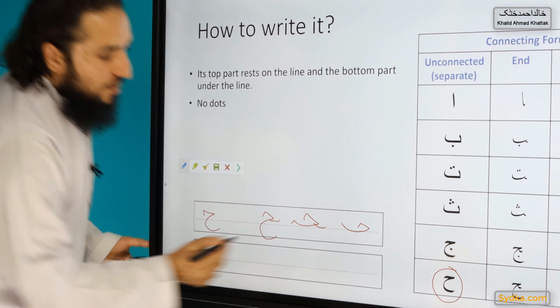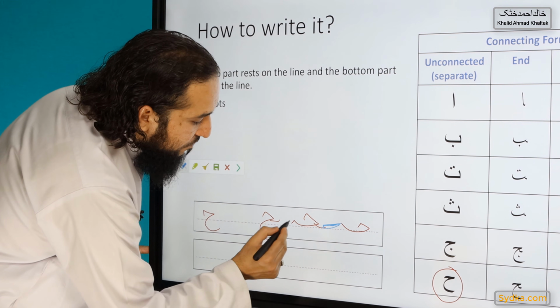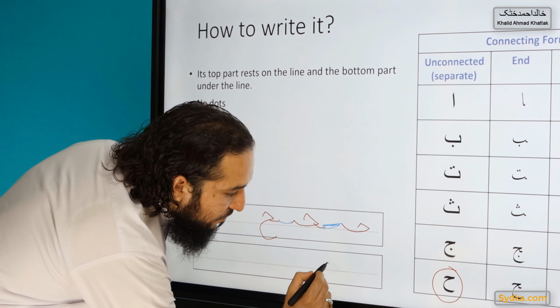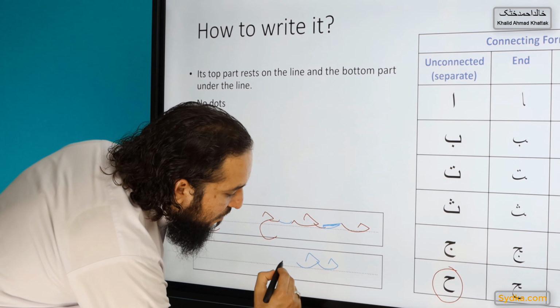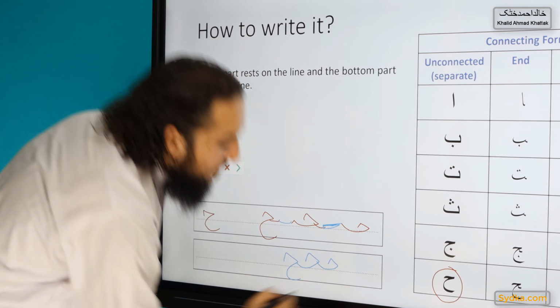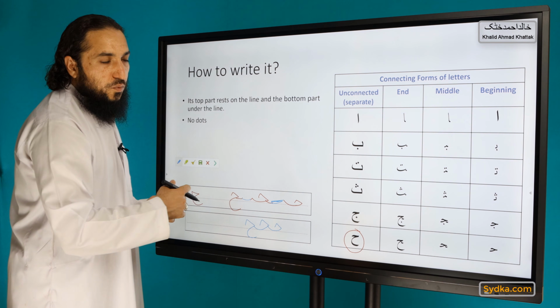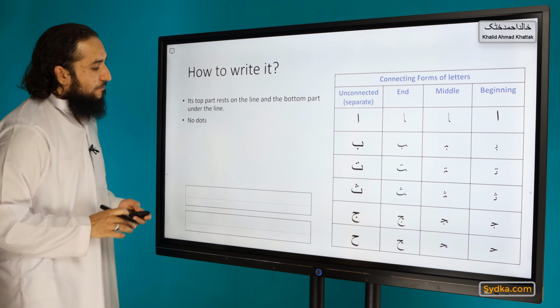Yes, we can. Connect these parts. Let me write it down as a connector, the connecting form. So you can connect it with other letters before or after it.